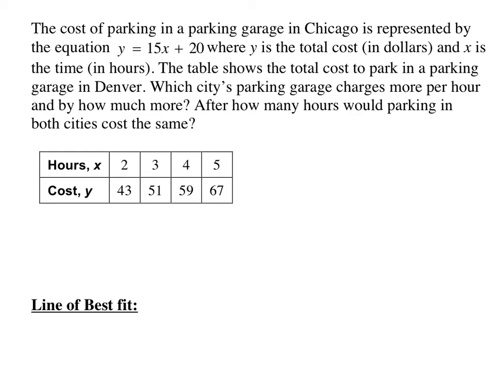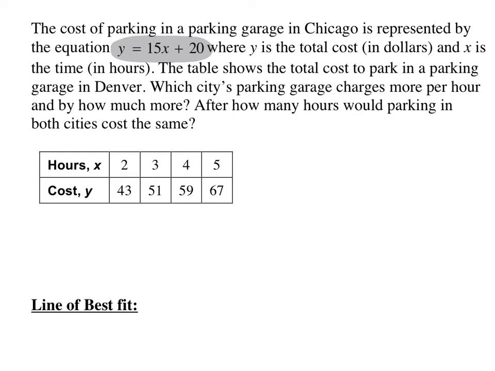So this question says, the cost of parking in a parking garage in Chicago is represented by the equation y equal to 15x plus 20. First things first, that's an equation they gave us. Let's highlight it. We need this equation. It says y is the total cost in dollars, that's the output, how much am I paying, and x is the time in hours. That makes sense because the more time you spend in a parking spot, the more it costs, right?